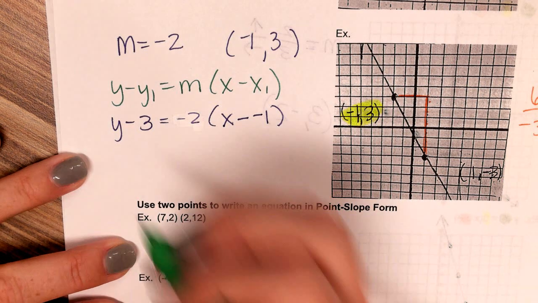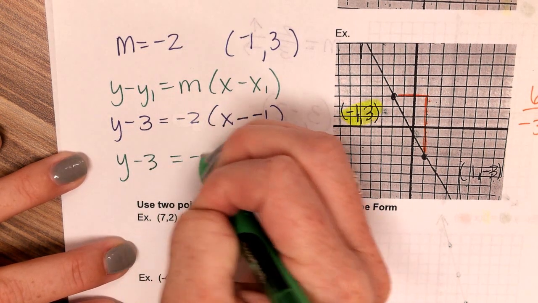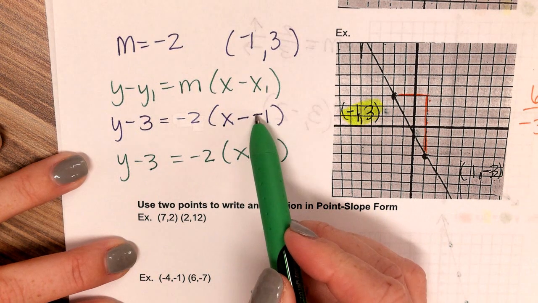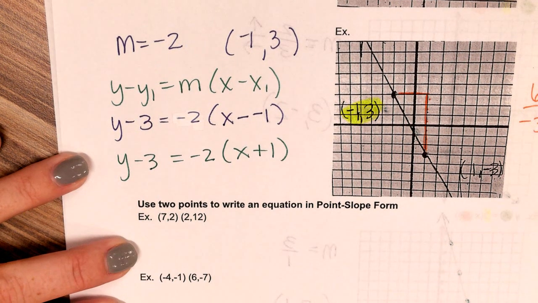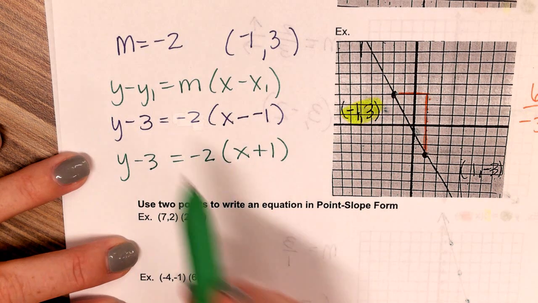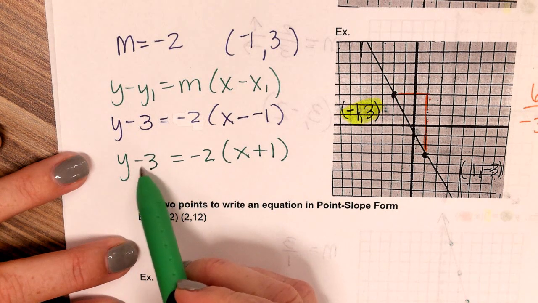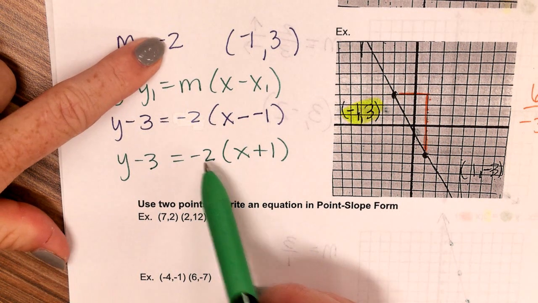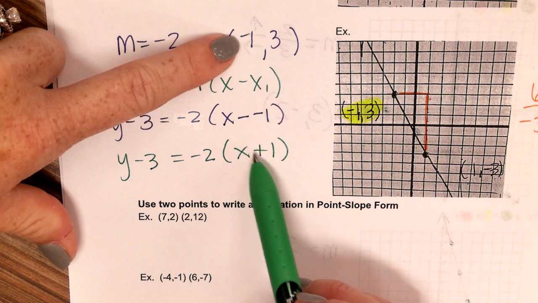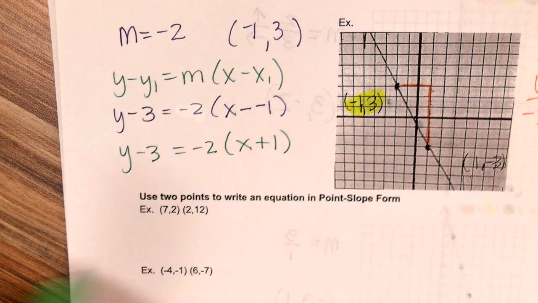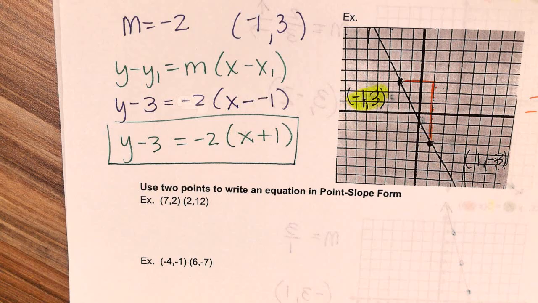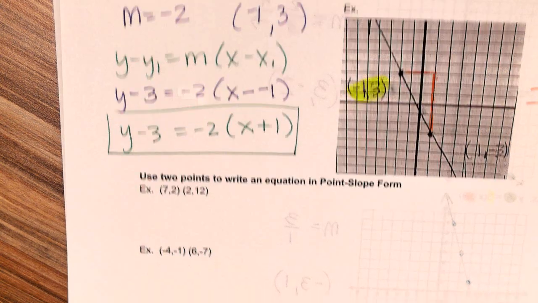So I have y minus 3 equals -2(x plus 1). Why? Because I change. And then I ask myself, is this the opposite of the y value? -3 and 3, yes. Is this the slope? Yes. Is this the opposite of the x value? Yes. All right, so that's my answer simplified. Any questions? All right, moving on.